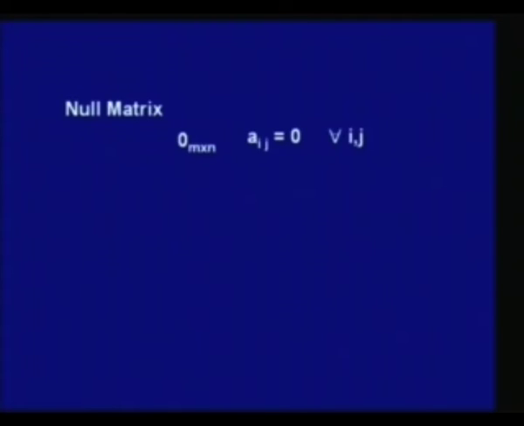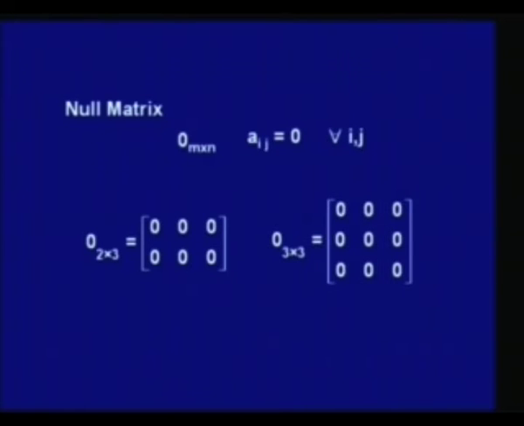Null matrix is another useful matrix, and we denote it by the symbol 0, with m by n representing its order. So, 0 m by n is a null matrix of order m by n, and it is the matrix in which Aij is 0 for all values of i and j. i takes values from 1 to m, while j takes values from 1 to n. Typically, 0 2 by 3, the null matrix of order 2 by 3, is this matrix. It has 2 rows and 3 columns, while 0 3 by 3 is a third order square matrix with all its entries as 0.